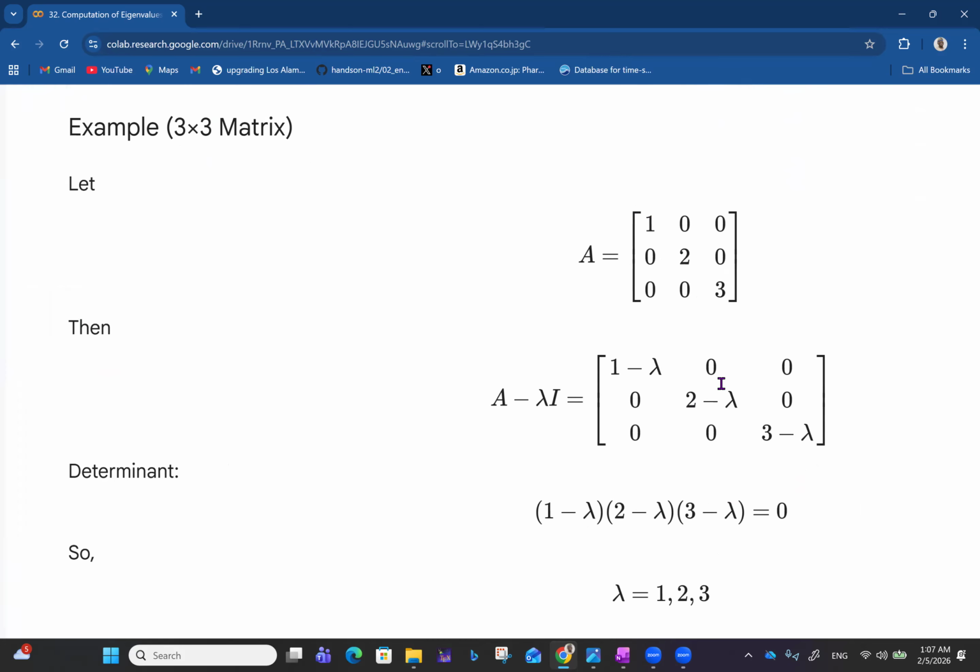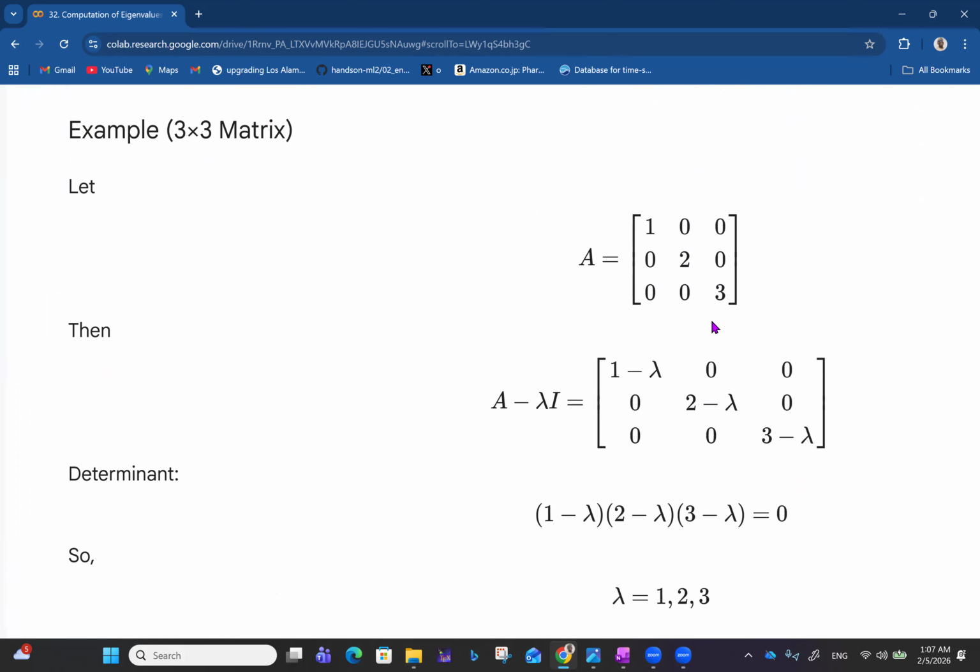But of course, you have to go through the regular procedure, so maybe I will do a 3 by 3 matrix at the end of the day. But with this one, we are just going to have the minus lambda along the principal diagonal. So you have 1 minus lambda, 0, 0; 0, 2 minus lambda, 0; 0, 0, 3 minus lambda. So at the end of the day, you just have 1, 2, 3.